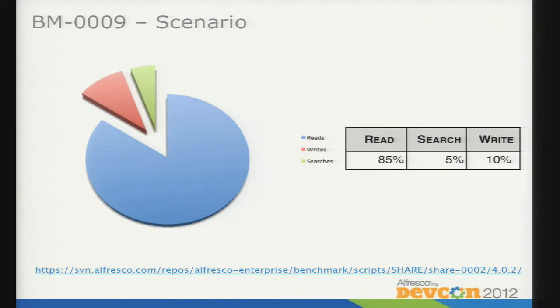scenario. Typically, when you study scalability, or in general, the read-write split is about 80-20, which is already quite active. Normally it's 90-10. As you can see in this case, we have about 85 reads and just a much smaller number of searches, so a much more realistic one.